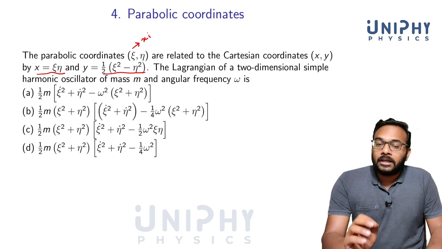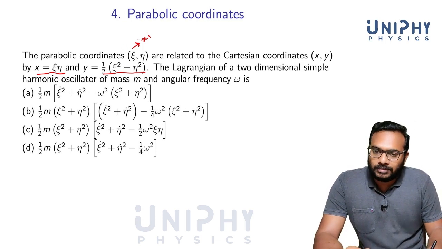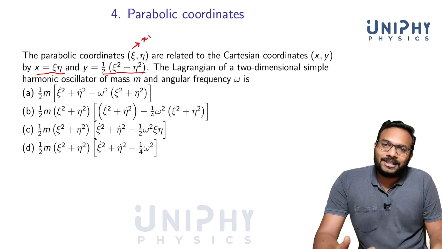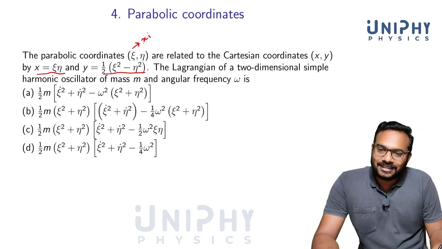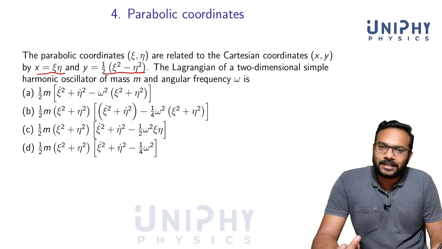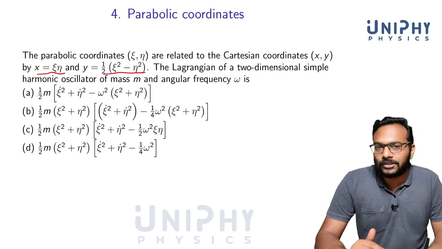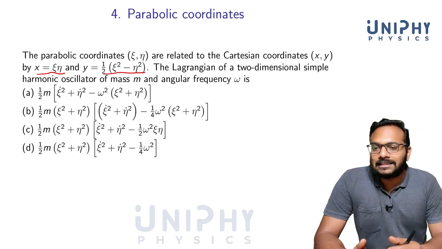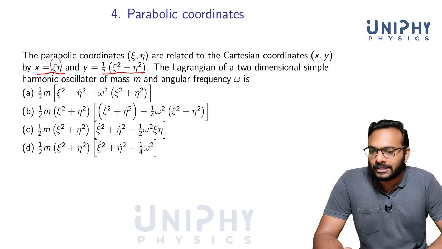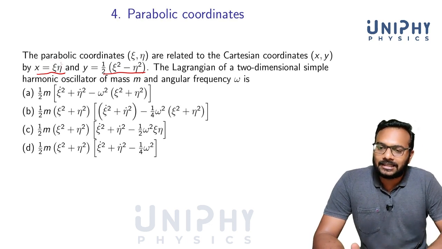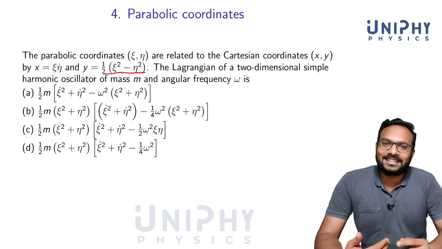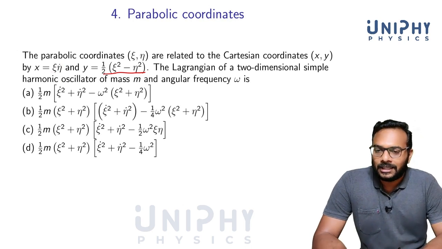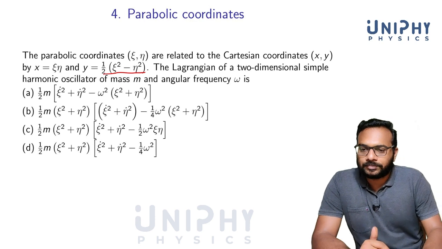Now the only difficulty with this problem is that it's a bit difficult to write these Greek letters, xi and eta. Eta is fine, but xi is a bit difficult. That's the only difficulty. The rest is fairly straightforward, so don't get deceived by this xi appearing here. These Greek letters make things look more complicated than they actually are. So let's do this step by step.